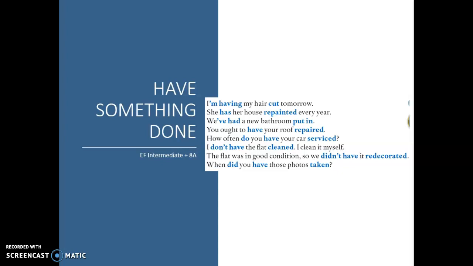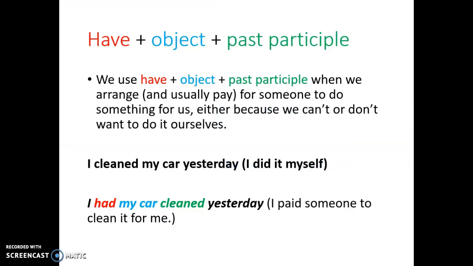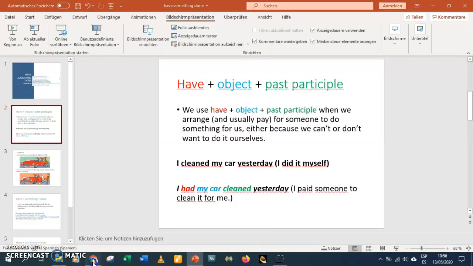So in I'm having my hair cut tomorrow, have is conjugated in the present continuous, I'm having. My hair, that's the object. Cut is the participle of cut, and in this case it's the same. Or she has her house repainted every year. In this case, we don't need an auxiliary. So she has her house repainted every year. Has is the introductory verb, let's say the quasi-auxiliary verb. Her house, the object, and repainted, the past participle. Now, because have in this case is a full verb, you can't have something like she's her house repainted, because you cannot contract it.